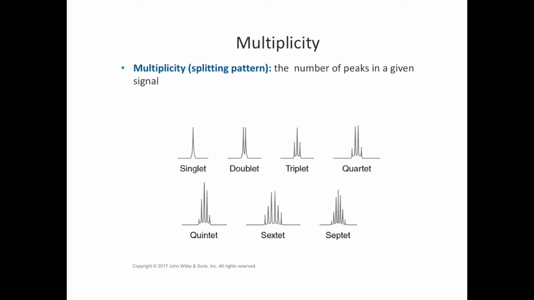The final important characteristic is the splitting pattern, also known as multiplicity. This is the number of peaks in a given signal. If it's just one peak, it's called a singlet, 2 a doublet, 3 a triplet, 4 a quartet, 5 a quintet, 6 a sextet, and 7 a septet. And then also, people will often use the term multiplet for things above a quintet.